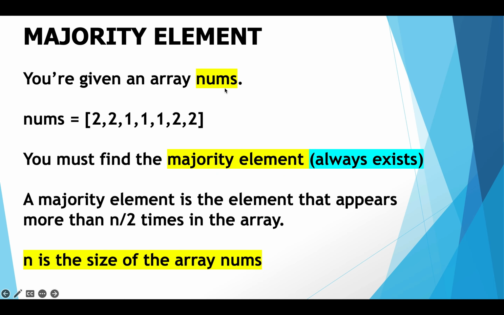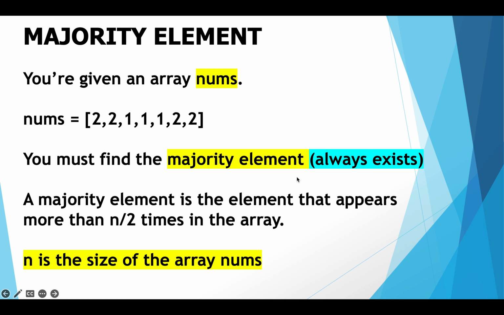You are given an array nums. In our question we are going to consider these elements inside the array nums. The ask is to find the majority element. And what's the majority element? A majority element is the element that appears more than n by 2 times in the array, where n is the size of the array. So a majority element is the element that has more than n by 2 occurrences in this array nums.